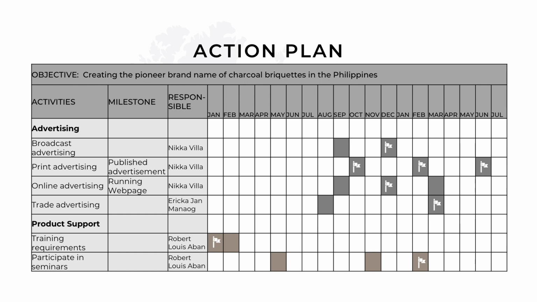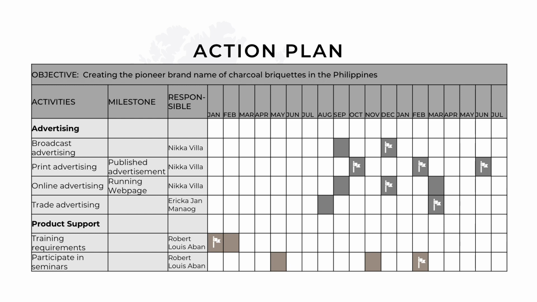Some of SLD's advertising activities are, for example, set up a web page or prepare an advertisement for the local newspaper. The activities related to production are instruct and train employees in the safe operation of the briquette making machine. Milestones are having an up and running web page and a published advertisement in the newspaper at a specific time. The activities all have responsibilities assigned to them.